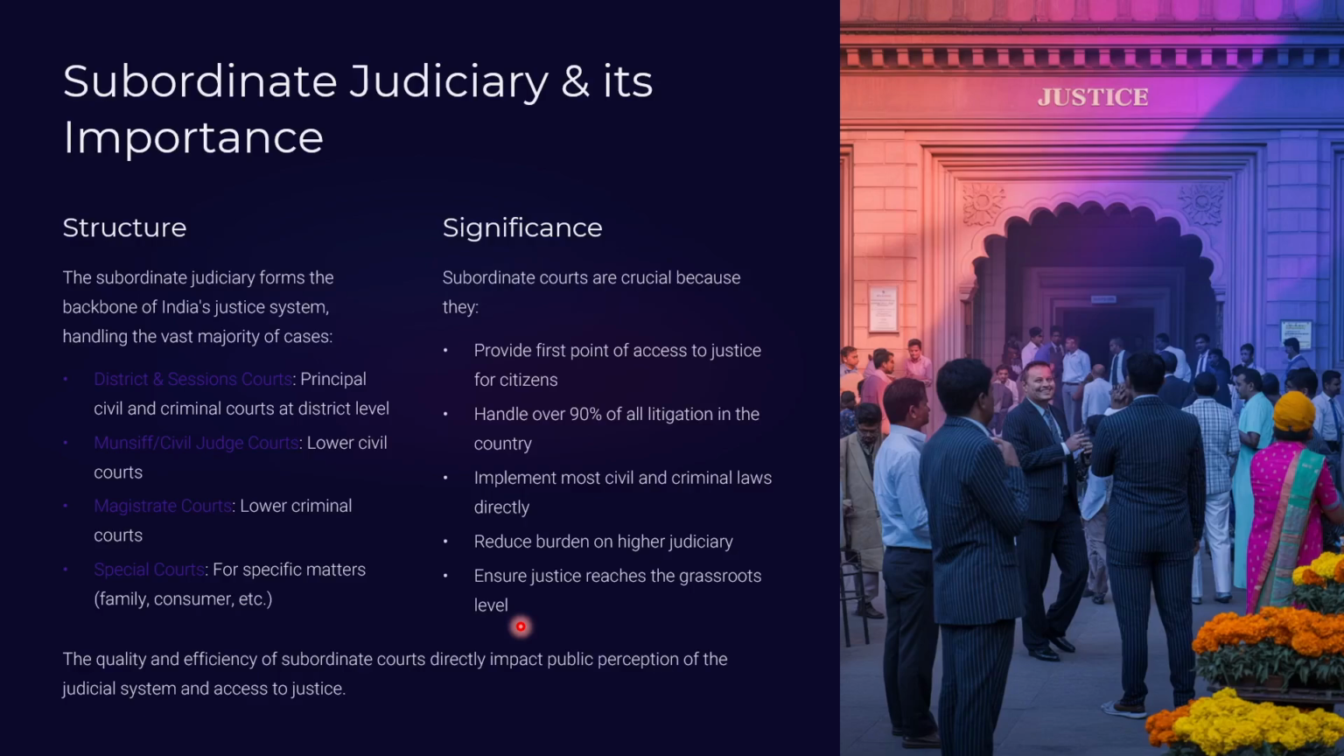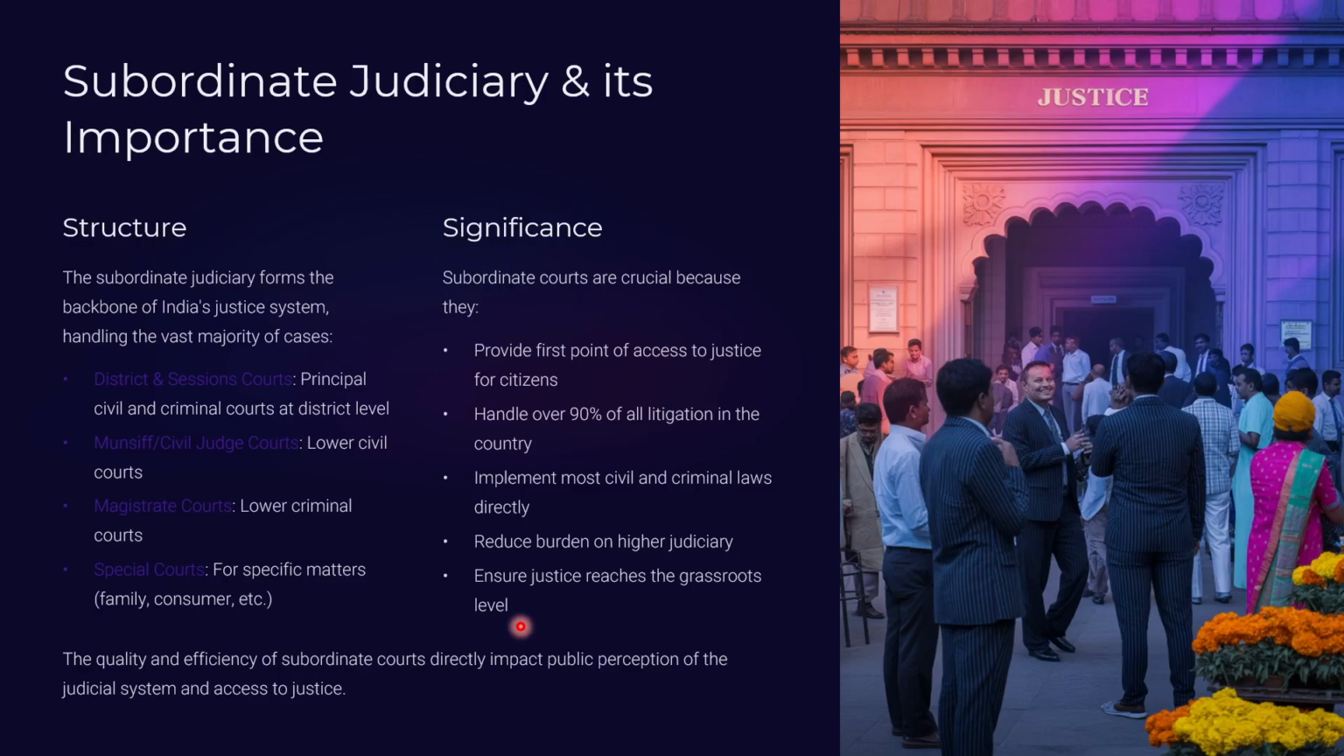Then let us discuss the significance of having subordinate judiciaries. Subordinate courts are crucial because they provide the first point of access to justice to every citizen. They handle more than 90% of all litigation in the country. They implement most civil and criminal laws directly, and reduce the burden on the higher judiciary like the High Court and Supreme Court. So it ensures that justice reaches the grassroots level.